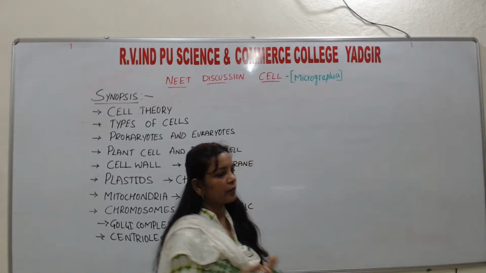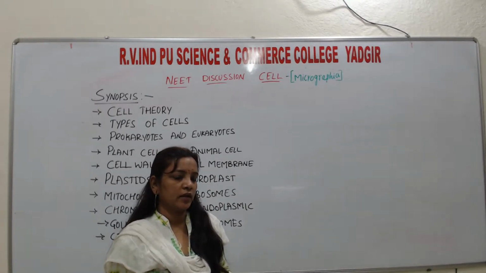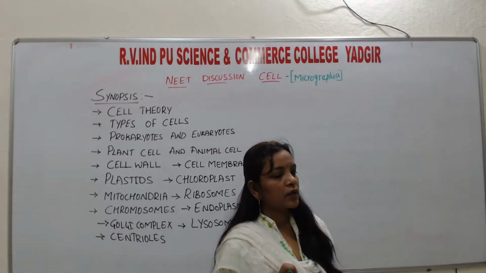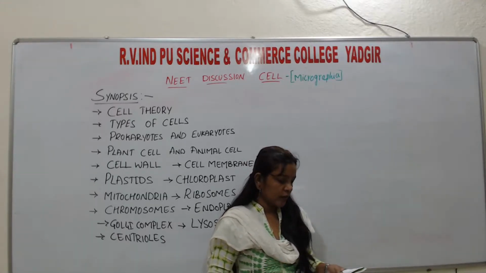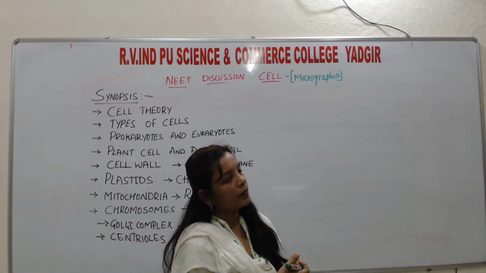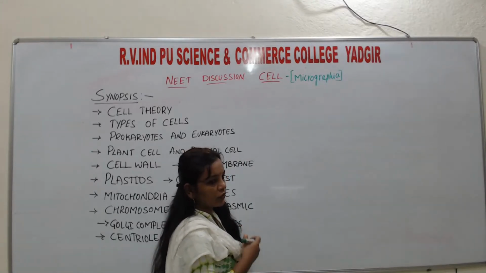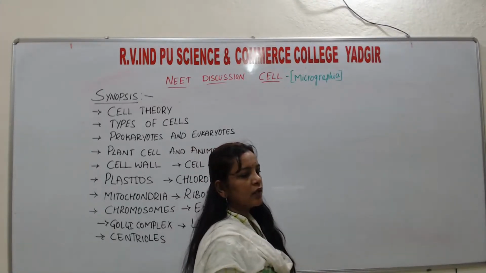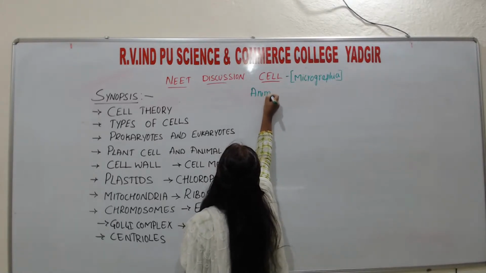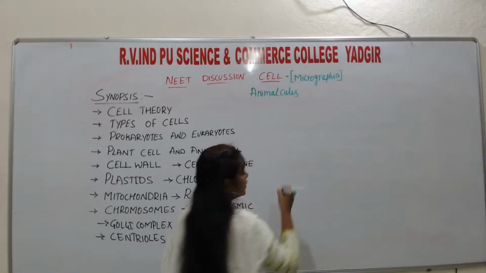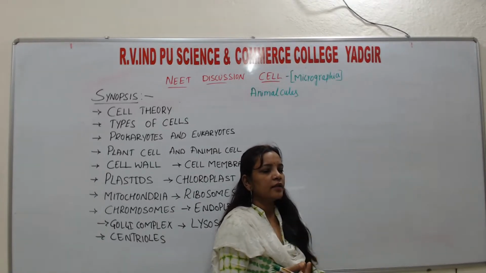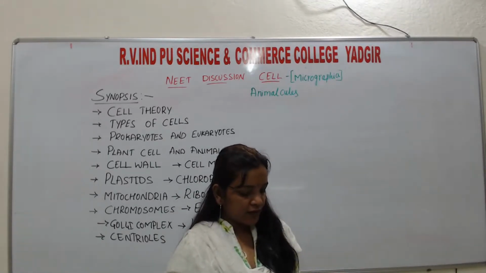Micrographia. Next, after Robert Hooke, Leeuwenhoek is one more scientist who observed the animal cell. Like Robert Hooke used the term cell in Micrographia, in the same way Leeuwenhoek used the term for animal cells, that is animalcules, because during that time it was not called a cell. Different scientists have given different names.